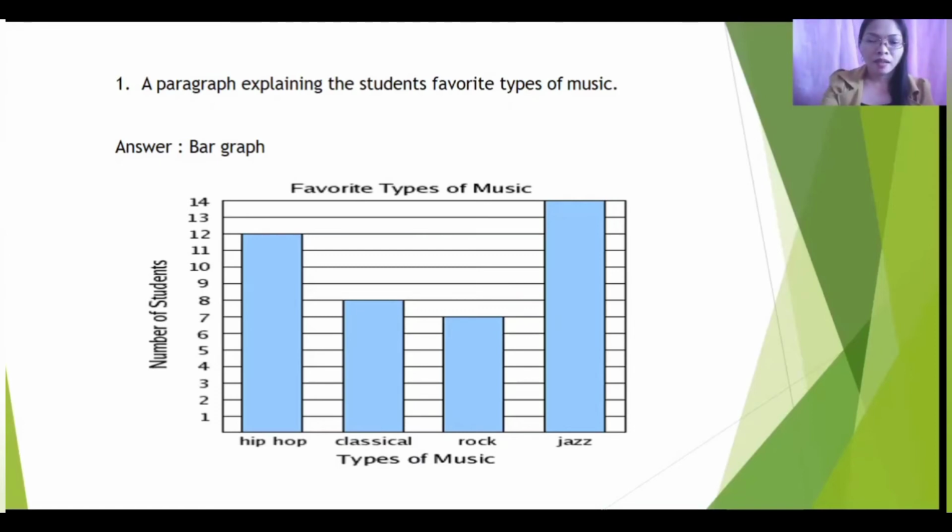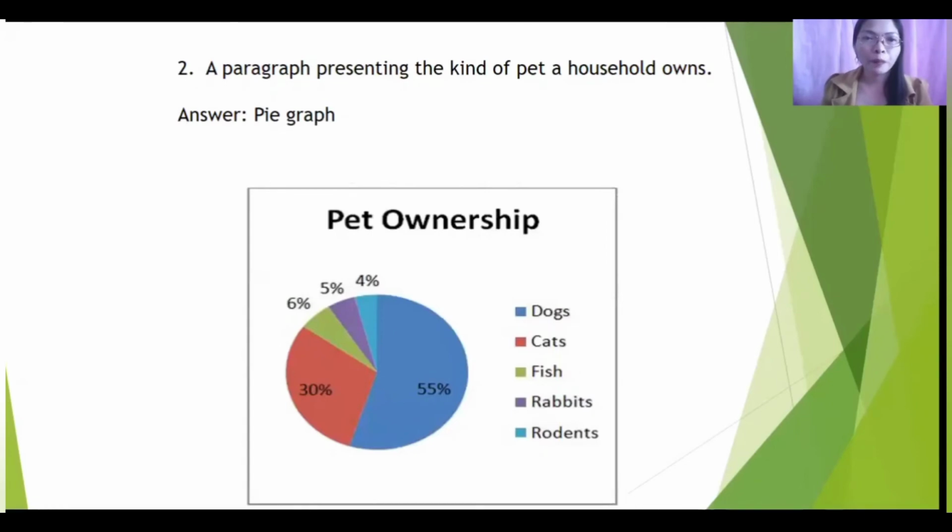Next, number 2, a paragraph presenting the kind of pet a household owns. So what is the appropriate non-linear text to be used? Well, you can use a pie graph. Okay, as you can see, pet ownership. You can see here that pet owners prefer dogs, then cats, fish, rabbits, and rodents. Because dogs got the highest percentage, which is 55%.